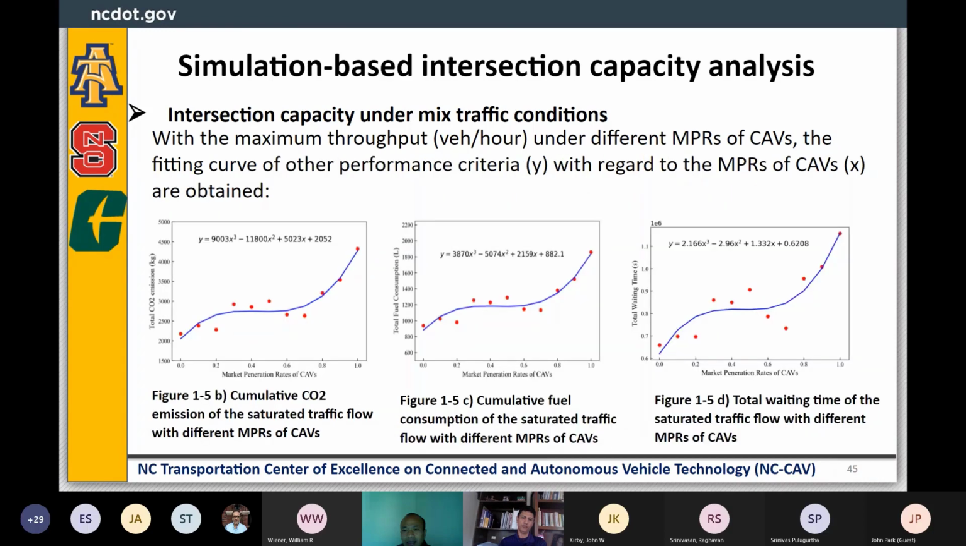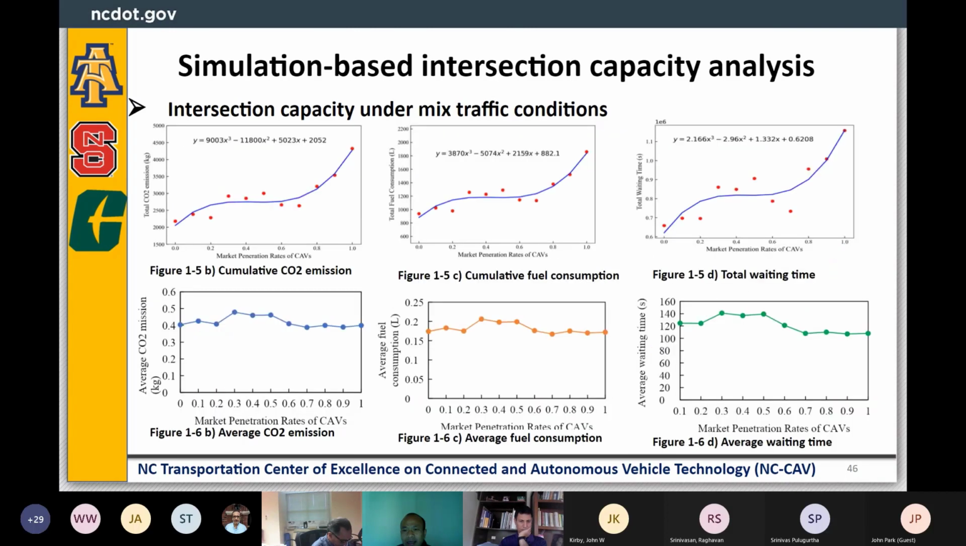So as you can see here, the CO2 emission, the fuel consumption, and also total waiting time increased slightly initially, and then leveled off in the middle, and then increased sharply later on as the market penetration rate becomes higher and close to 100%. And next slide. So figure 1-7 shows the maximum throughput with 100% market penetration rate of CAVs, which is 1.7 times the human-driven vehicle capacity. So that means the capacity is calculated at the intersection level.